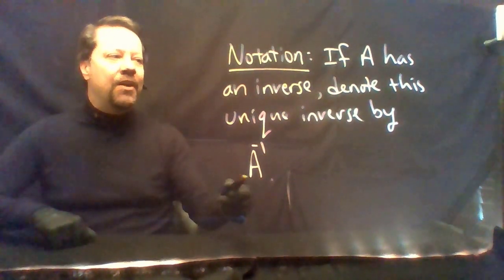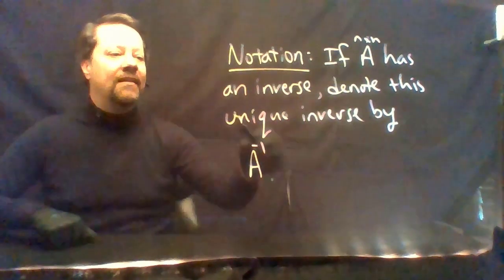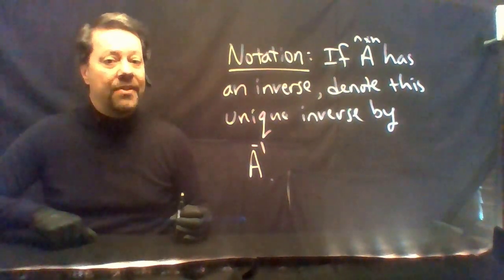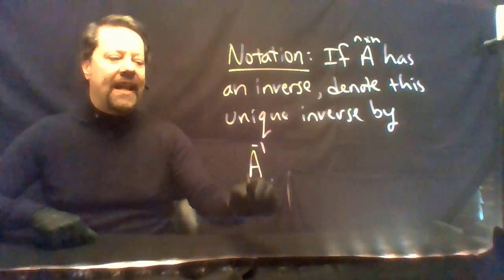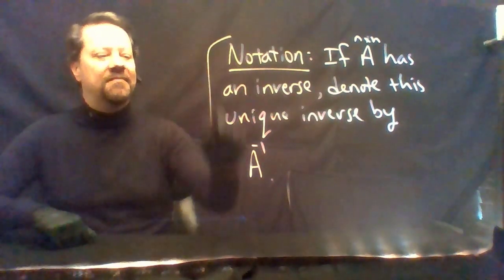Now we know that for a square matrix, one that is n by n, if it does have an inverse, that inverse is unique. We will denote it by A with a superscript of -1. There are, of course, square matrices that do not have an inverse at all.